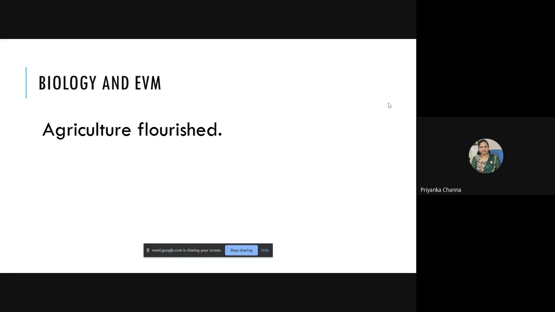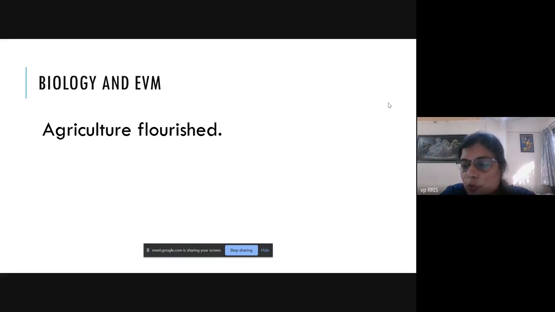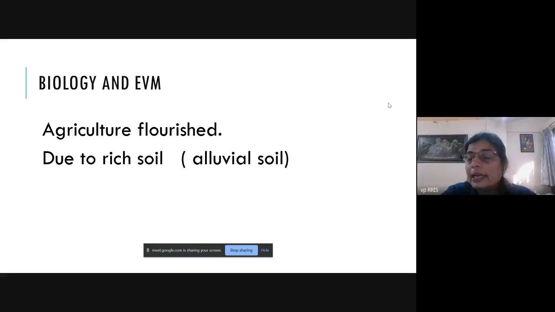Correct, use of animals. Equipment was made of stones and bronze. They knew how to make their instruments. They had animals, cows, oxen, which used to help them in agriculture. They had enough land which was rich with alluvial soil, and alluvial soil is the soil which supports agriculture a lot. Alluvial soil is considered a very rich soil, and it is the best soil for agriculture.